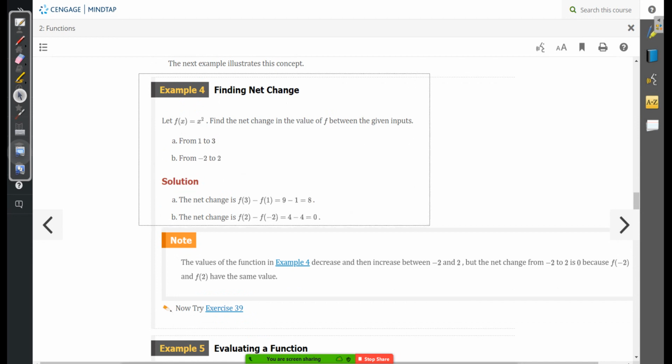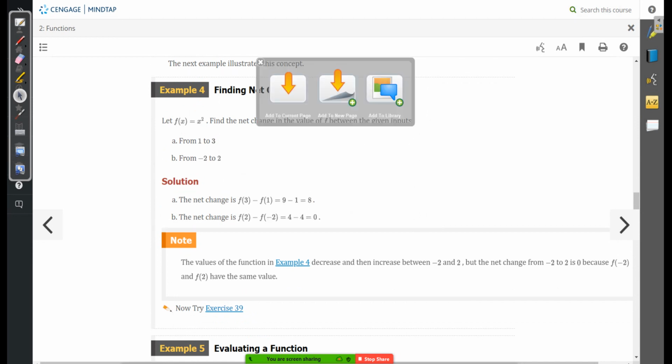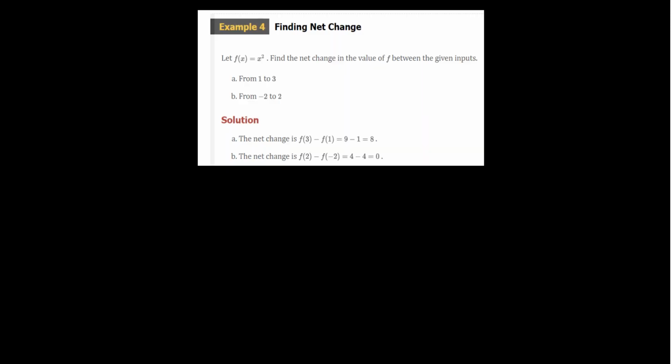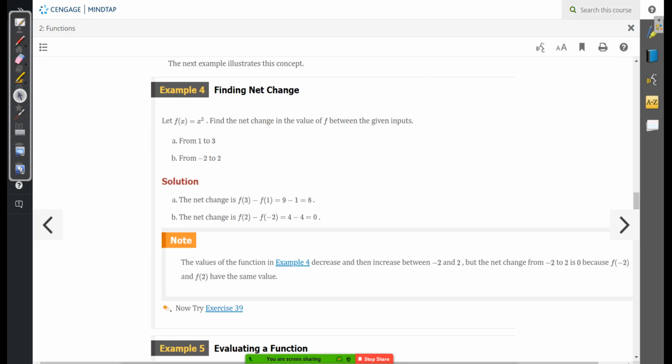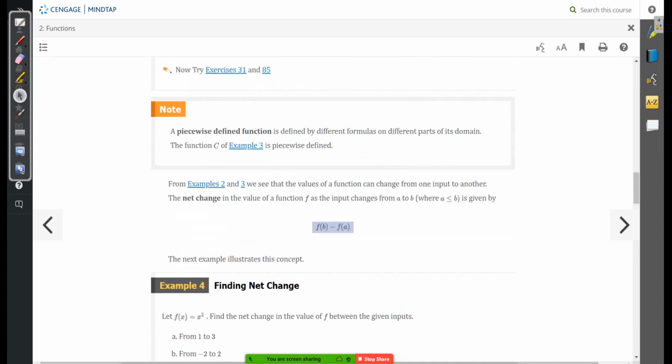Net change, another thing I'm just going to snip and chat about. Okay, so example 4, finding net change. We're going to let f of x, again, that's the name of the function, be equal to x squared. We're going to find the net change in the value of f between the given inputs. And did we actually get the definition of net change? Oh, probably should snip that too, huh?